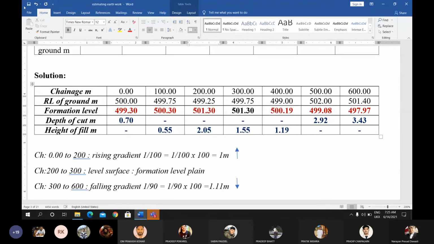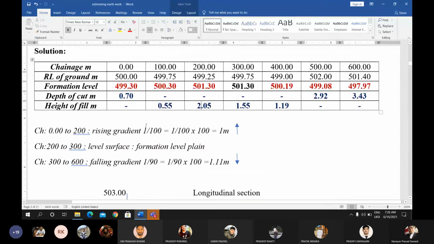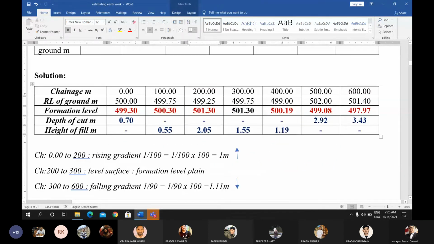Okay, now this is the 2.05. With this data and the ground level and formation level, plot the data of the longitudinal section of the road. First of all, you provide the longitudinal section of the road with the help of ground level and the formation level. Now I have provided this. Look at the RLs of the ground level and the formation level.